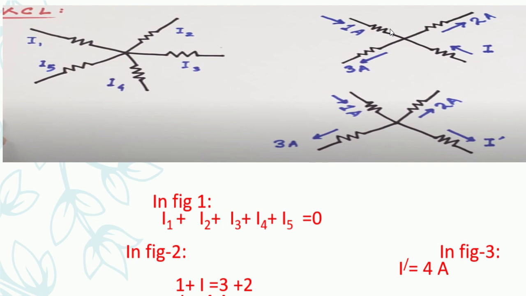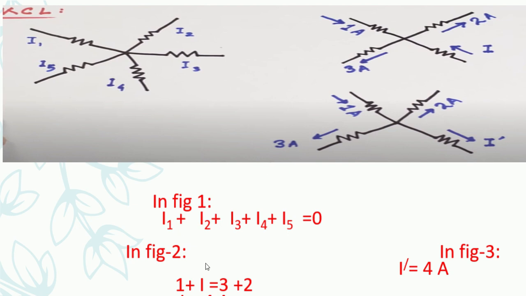Look at this figure. Here 1 ampere current is entering into the junction. Then 2 ampere current is leaving the junction, 3 ampere current is leaving the junction, and we have to find out the unknown value of current I that passes through this resistor. So we can take that this is entering into the junction.